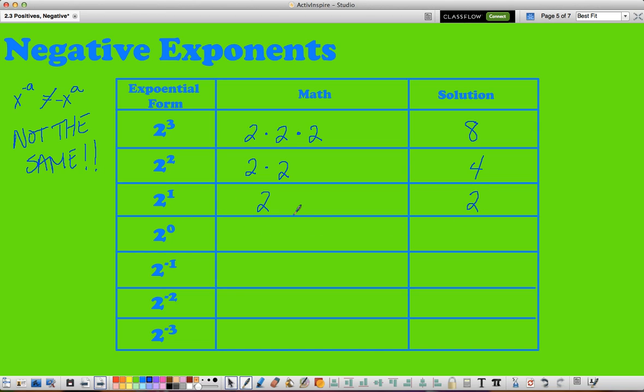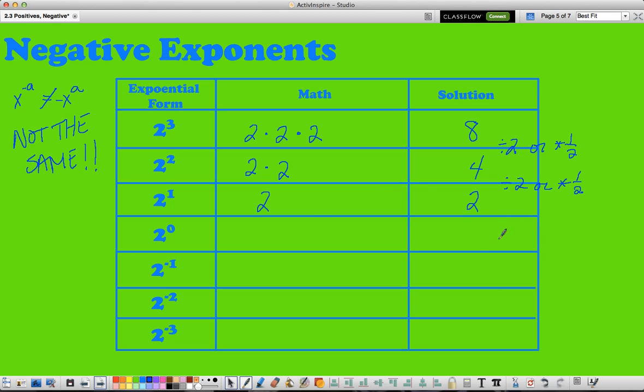But now I'm getting to 2 to the 0 power. So this is where we have to take a look at the inverse operations. So I know that to go down, so to go from 8 to 4, I either divide by 2 or multiply by half. It's the same thing. So again, divide by 2 or multiply by half.